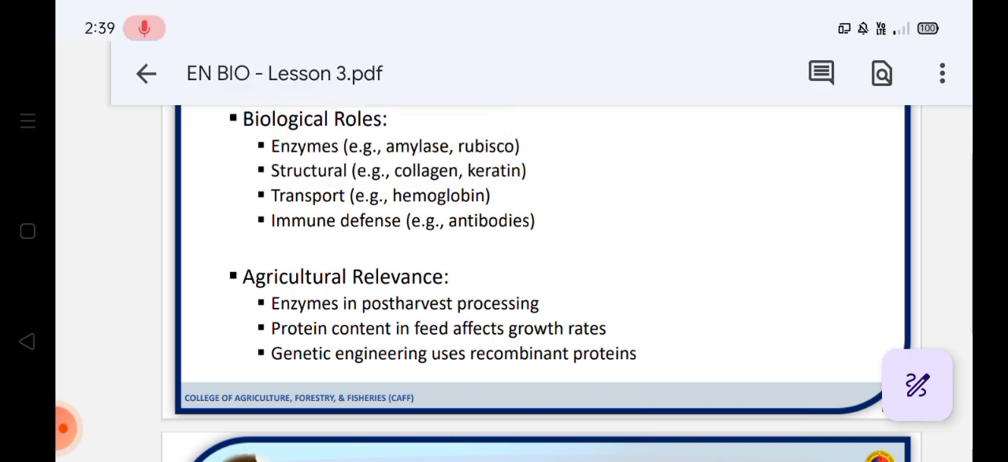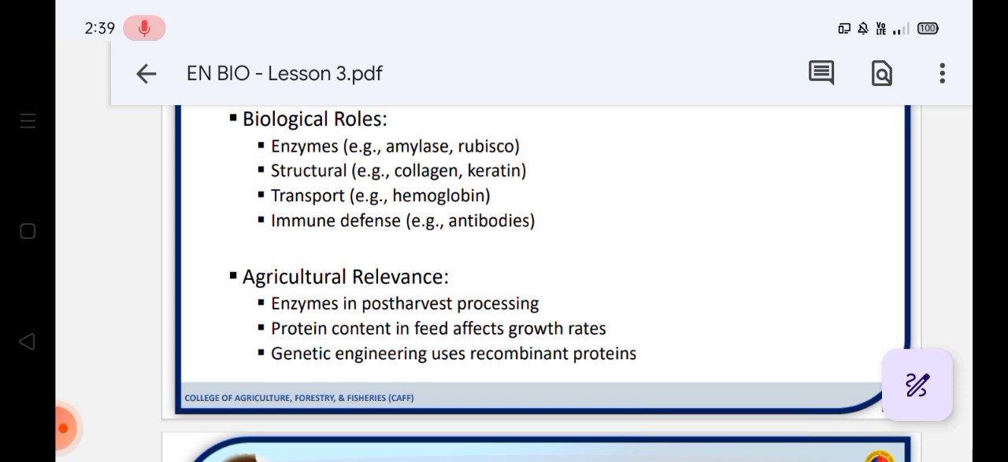Then we also have structural proteins, molecules like collagen and keratin that provide strength and resilience to tissues. Then we also have transport proteins, like hemoglobin, for example, which carries oxygen through the bloodstream. And last, we also have the biological role of proteins as immune defense. We have antibodies. Antibodies recognize and neutralize pathogens, forming the basis of immune protection.